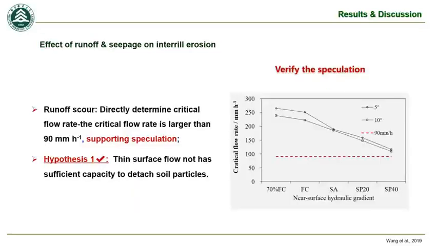To further explore this hypothesis, we conducted observational experiments of runoff soil with equivalent rainfall intensity and directly determined the critical flow rate. Results showed that the loose soil particles were not detached under the thin sheet flow. It was also observed that the critical flow rate decreased when the near-surface hydraulic gradient shifted from the drainage to seepage conditions, which supports the first hypothesis of this study.